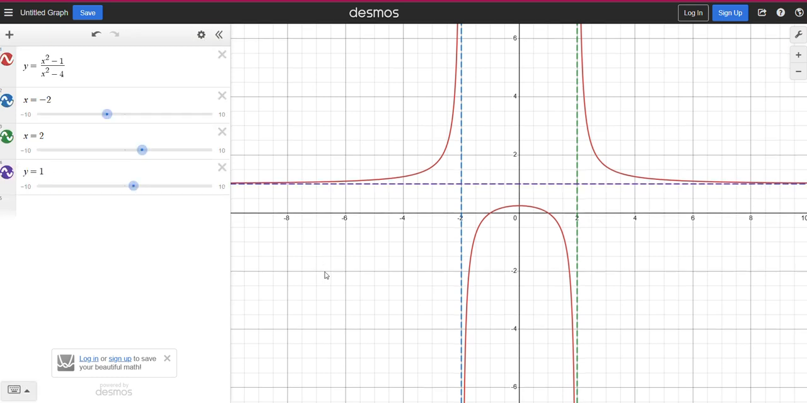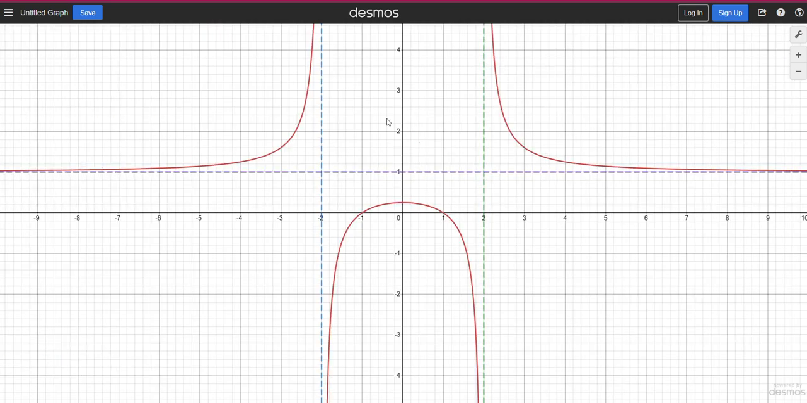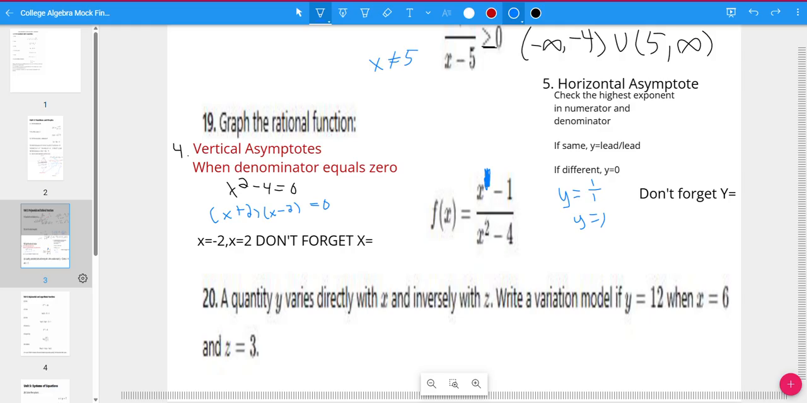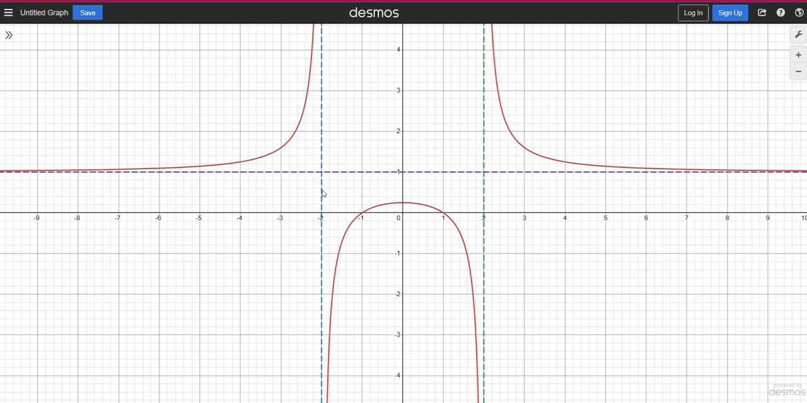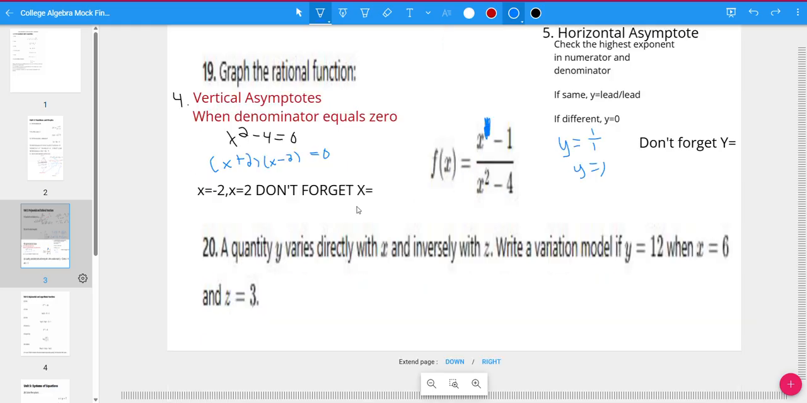Okay, so if I drew this out, this is what this function looks like. My vertical asymptotes that I found, x equals -2. It's a vertical line, vertical asymptote. That's what it means. It's a vertical line through x equals -2 and x equals 2. And the horizontal asymptote is a horizontal sideways line through y equals 1.